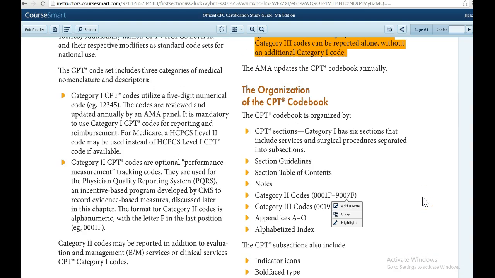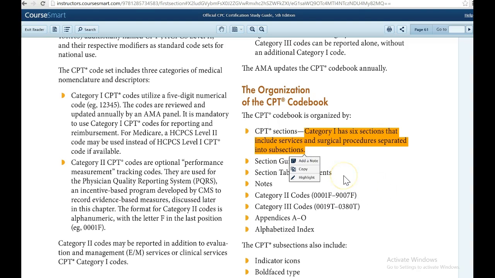Let's see. Your CPT book is organized by the CPT sections. And you remember, you have 6 sections in your category 1 CPT codes. Remember that? 6 sections. And I told y'all, try to make sure you remember the order as well as the different sections. You remember evaluation and management first, anesthesia, surgery, radiology, pathology and laboratory, and medicine. Y'all remember those. In the front of each section, you have your chapter specific guidelines. That is a good place to put notes, y'all.